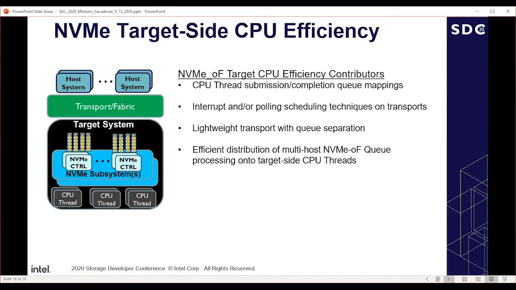Some of the polling techniques have to do with optimized polling of groups of connections, either in RDMA or, in the case of TCP, TCP ADQ polling for a group as opposed to polling for a single one. There again, lightweight transport with queue separation. If the target's doing transport logic, you want that to be as light as possible so that you can be doing the storage logic on the back end of it. And then efficient distribution of multi-host queues on the target side threads, as I mentioned before.